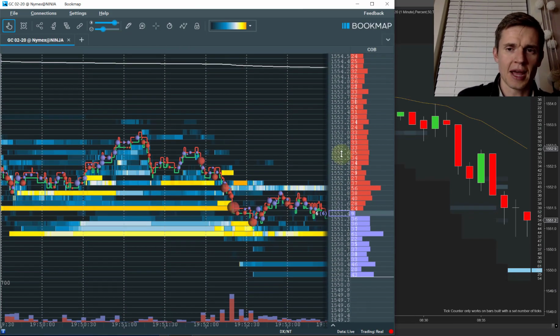Okay, normally in Bookmap, we have what's called full depth of market. If you're using Rithmic data, CQG or another data is not going to give you the full depth. It only gives you like 10 levels or something, which is not enough.